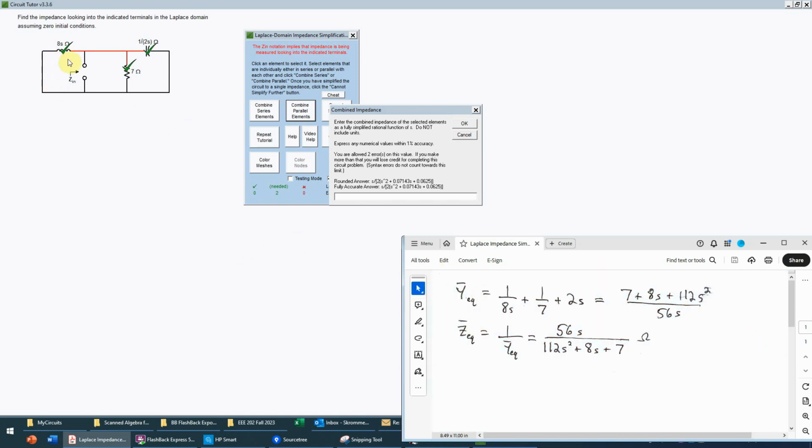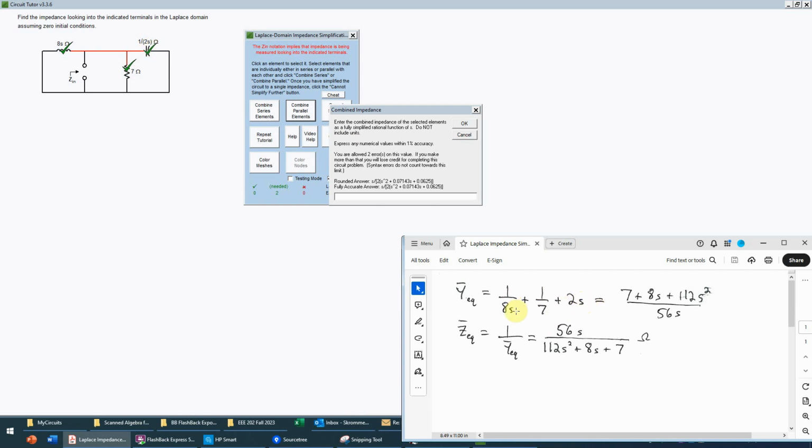Because we're in parallel, probably the easiest thing is just to add the admittances of these three elements in parallel and then take the reciprocal of that admittance. So the total equivalent admittance, Y equivalent, is the sum of the admittances of each element. The admittance corresponding to an impedance of 8s ohms is 1 over 8s. And that, of course, the unit would be Siemens, although I'm not showing the units here for brevity. Then the reciprocal of the 7 ohms would be 1/7 Siemens. And for the 1 over 2s ohms, the reciprocal would just be 2s, again Siemens.